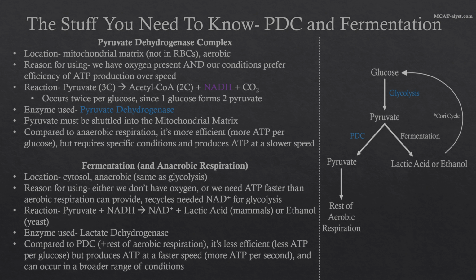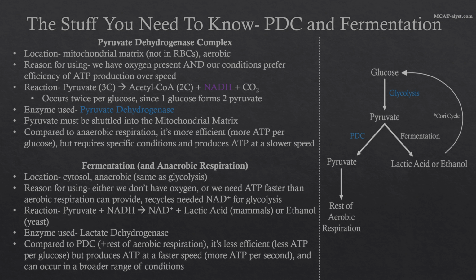And then, of course, just to complete the cycle, to compare it to the PDC and the rest of aerobic respiration, it's going to be less efficient, meaning we're producing less ATP per glucose, but it's producing ATP at a faster speed, meaning more ATP per second, and it can occur in a broader range of conditions. But now, let's continue through the rest of aerobic respiration. We're going to be shipping this pyruvate into the mitochondria for the PDC and the rest of aerobic respiration.